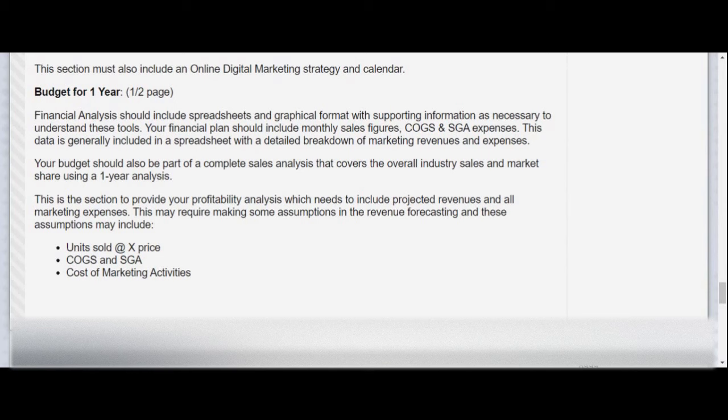So you can get as detailed as you want here. You can put together a little chart, a little spreadsheet. You could just run out a formula. That's fine. But we just need to have a budget. I want to know how many units you expect to sell at what price. So that gives us your total revenue. I want to know what your COGS are, which are cost of goods sold, and your SG&A. And I also want to know how much you're spending on your marketing activities. That will give you a simple budget of expenses for what you're trying to accomplish.